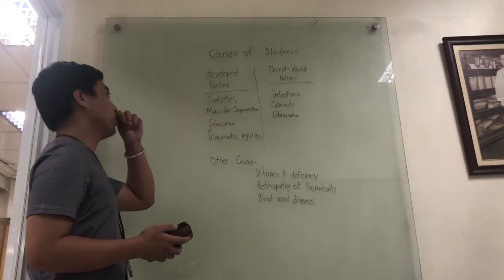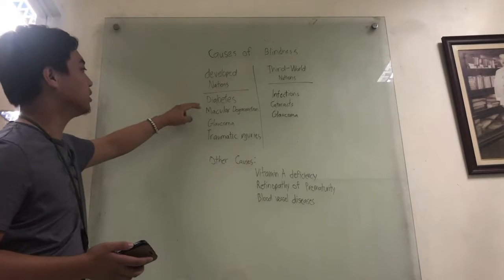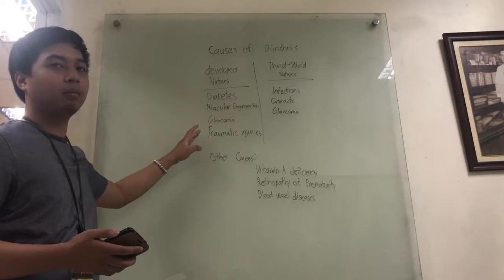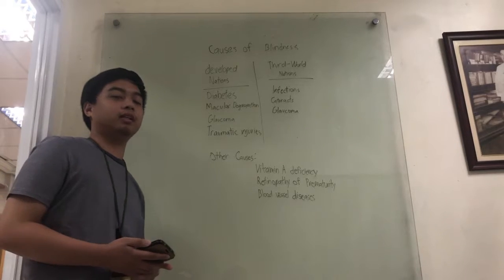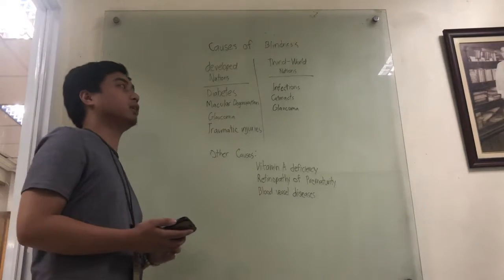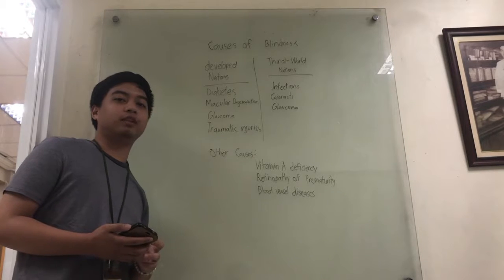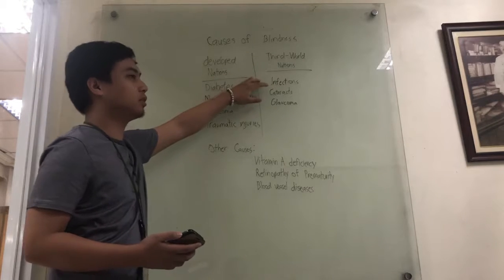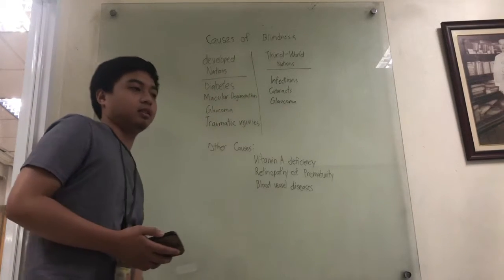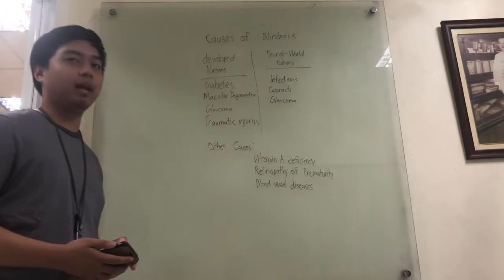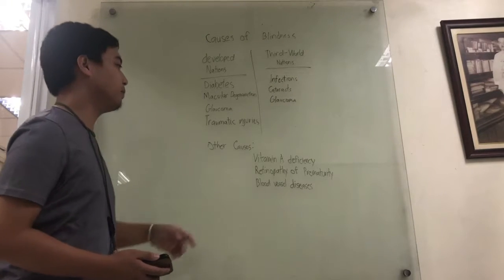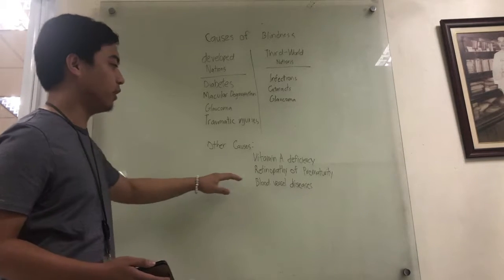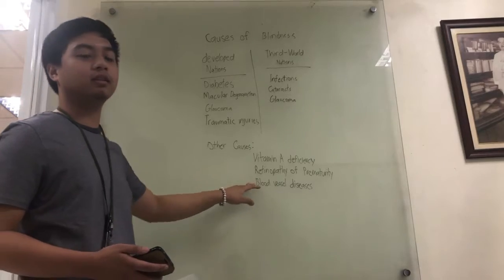Causes of blindness. The many causes of blindness differ with the socioeconomic condition. In the developed nations, diabetes, macular degeneration, glaucoma, and traumatic injuries are the most common causes of blindness. In the third world nations, where 90% of the visually impaired live, the causes are infections, cataracts, and glaucoma. And the other causes of blindness are vitamin A deficiency, retinopathy of prematurity, and blood vessel diseases such as stroke.